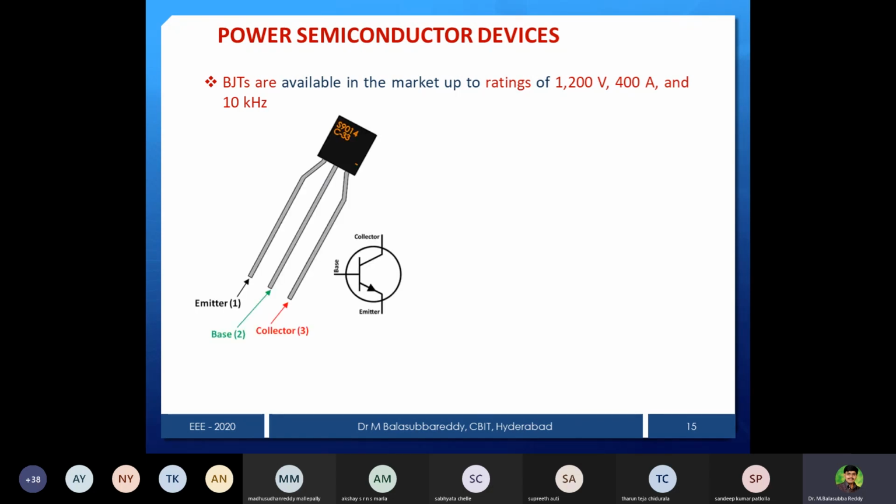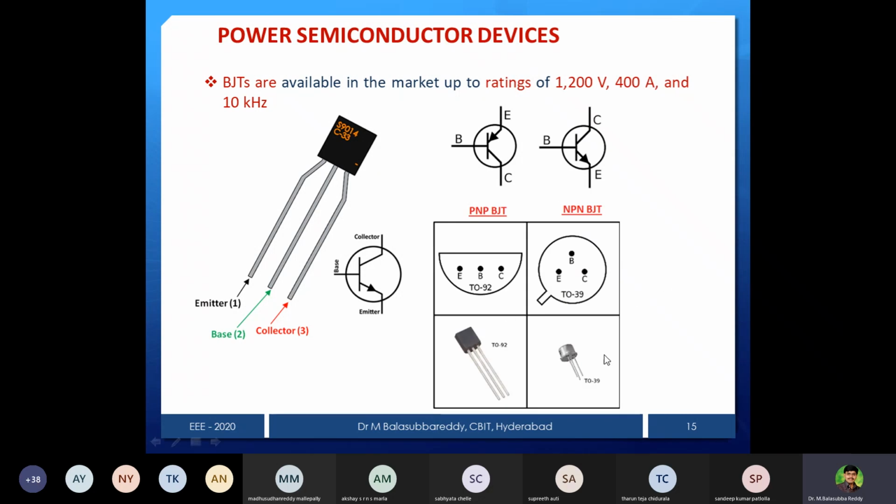So this is the symbol. These numbers may change depending on the company and your type of BJT. You can see here there are NPN transistors and then PNP transistors. These are some of the components we can use like this.